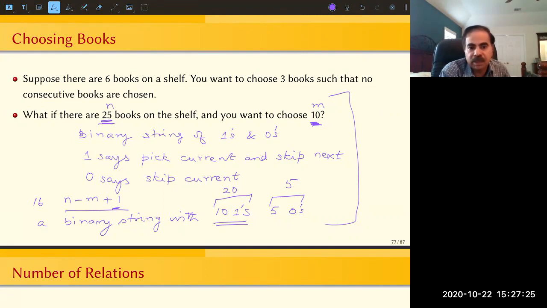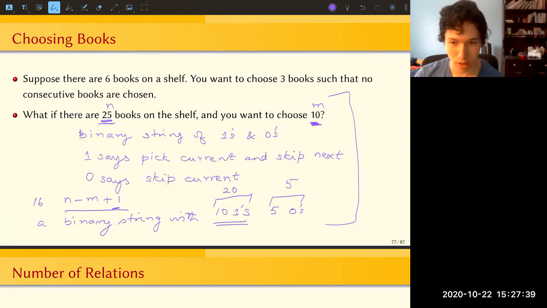Well, this is a simple problem, right? There is a string of zeros and ones. We are picking which subset of those positions are going to be 1. Brian: Is it 16 choose 10?